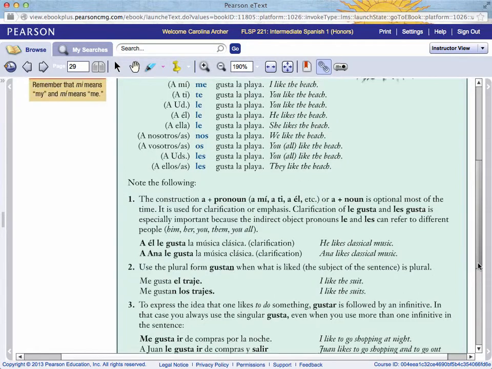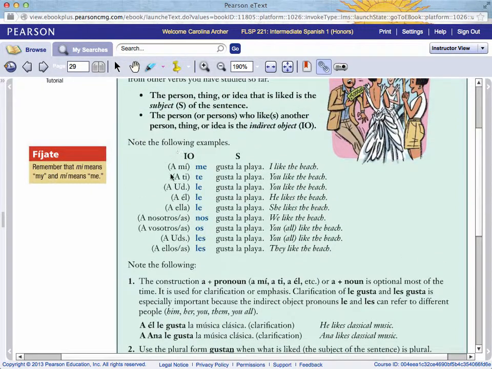So the construction a plus the pronoun, a mí, a ti, a él, etc., or a plus a noun, is optional, okay, most of the time. It is used mainly for clarification or emphasis. You can say, me gusta la playa, or if you want to clarify that you're talking about yourself or you want to emphasize, you can say, a mí me gusta la playa. No a ti, a mí me gusta la playa. So you're clarifying or you're emphasizing, okay?